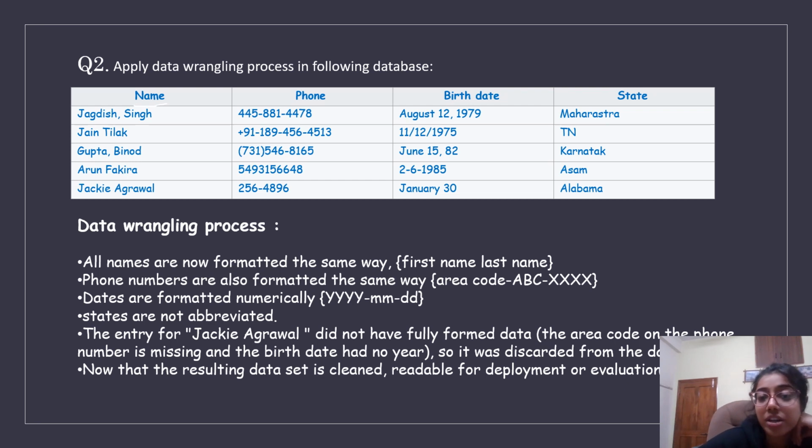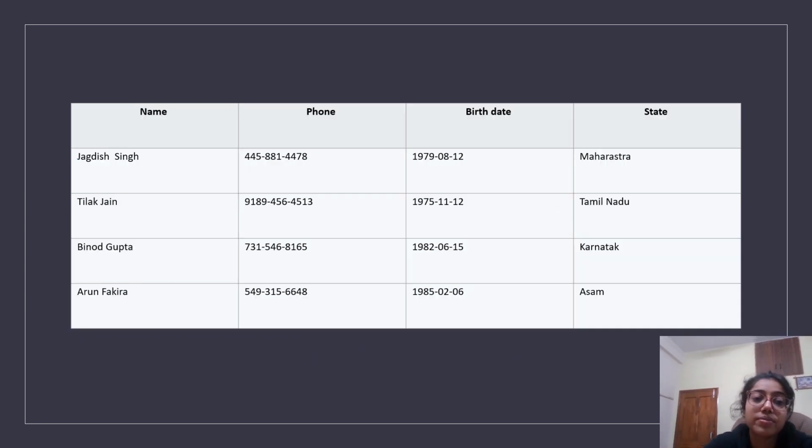And the states are not abbreviated. The entry of Jackie Agrawal did not have a fully formatted area code, and because it had no year, it was discarded from the data wrangling. Now the resulting data set is cleaned, readable for deployment or evaluation. So we can see here we have written Jagdish Singh, Tilak Jain, Binod Gupta, and Arun Fakira. We have written the phone number as country code and then number. We have written birth date as year, month, and date, and we have written the state.